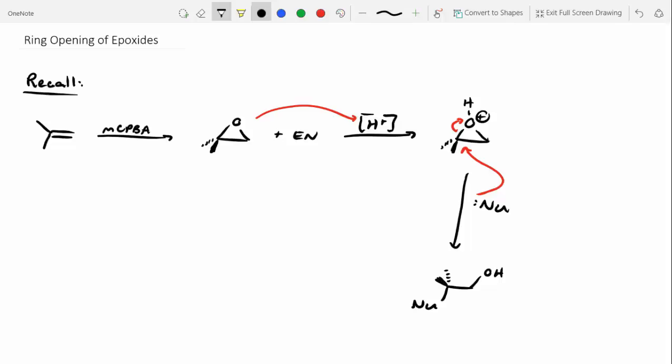Now let's take a look at the carbon that the nucleophile attacked. What sort of carbon is that? It's a tertiary carbon. Anytime we do acid-catalyzed opening of epoxides, the nucleophile will attack a tertiary carbon. The question is why? Why do you guys think that tertiary carbon is going to be attacked?